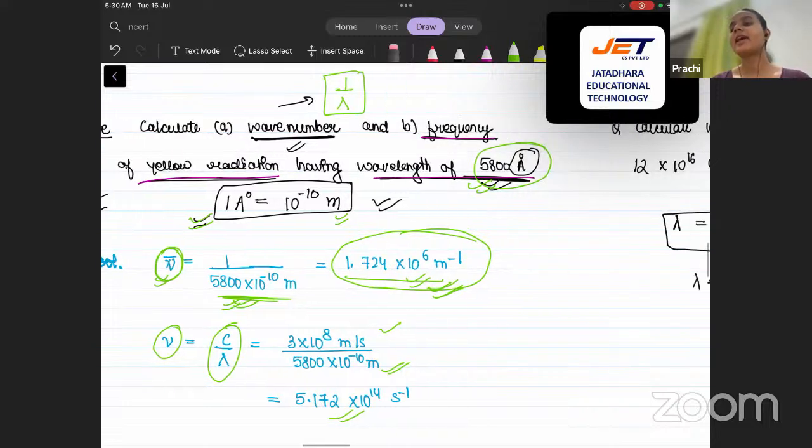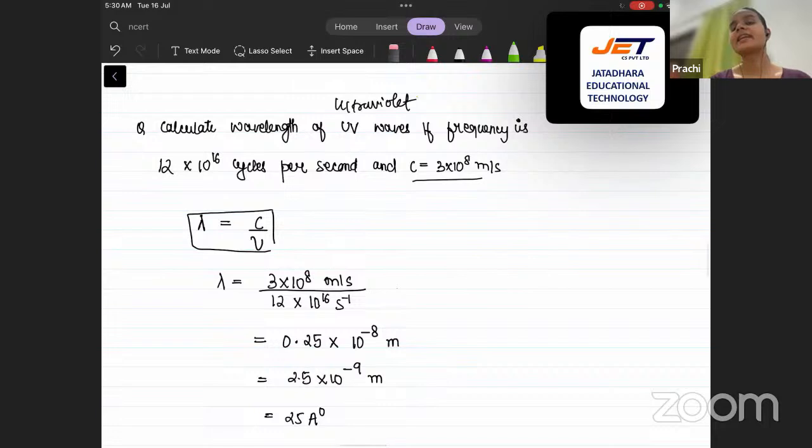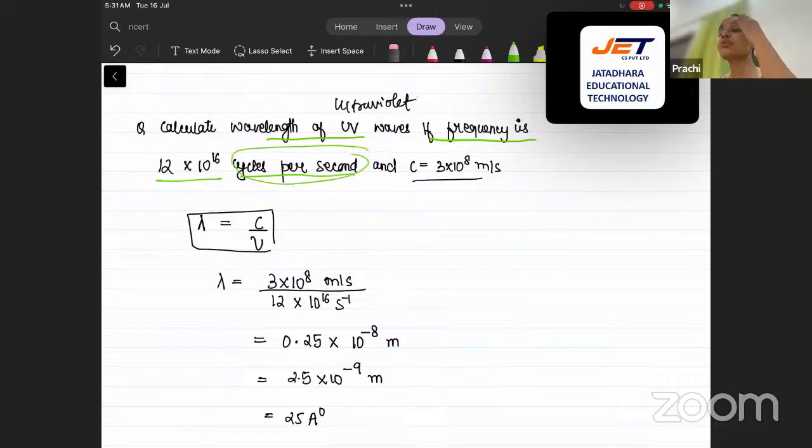And then I gave you the other question, which is to calculate the wavelength of the ultraviolet waves if the frequency is 12 into 10 raised to the power 16 cycles per second. If you see cycles per second, then you should know that yes, they are talking about the frequency. Per second means the unit will be per second. And you are given the speed of light also. So we can find out the wavelength, because c is equal to lambda into frequency.